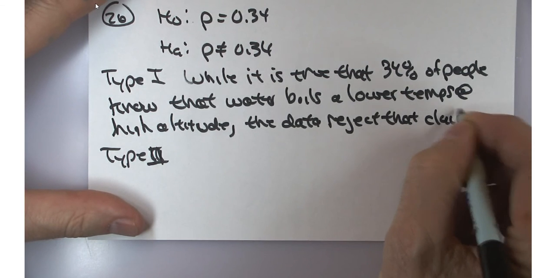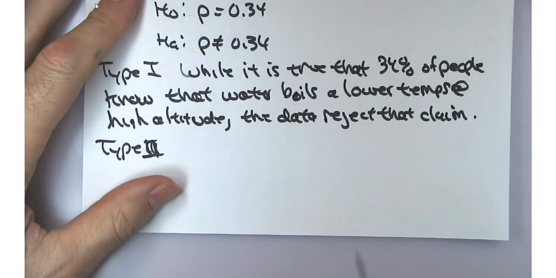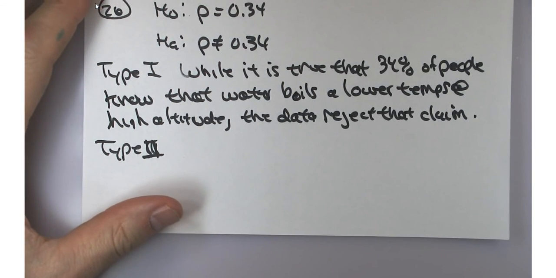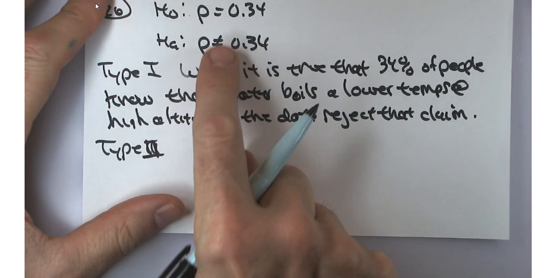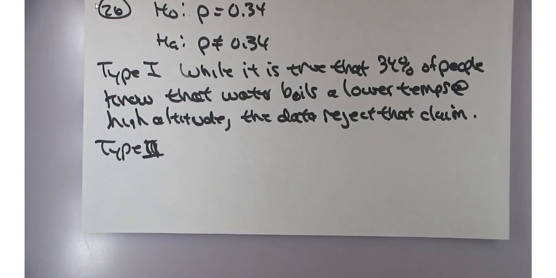Now, Matilda had a different way to say that, and it's equally valid. So what was yours, Matilda? Rejecting that 34% of people know that water boils at lower temperatures at high altitude when in fact it is true. Okay. So rejecting the fact that 34% of people know that water boils at lower temperatures at high altitude when in fact that claim is true. Perfect. It's saying the same two things in just a little bit different way.